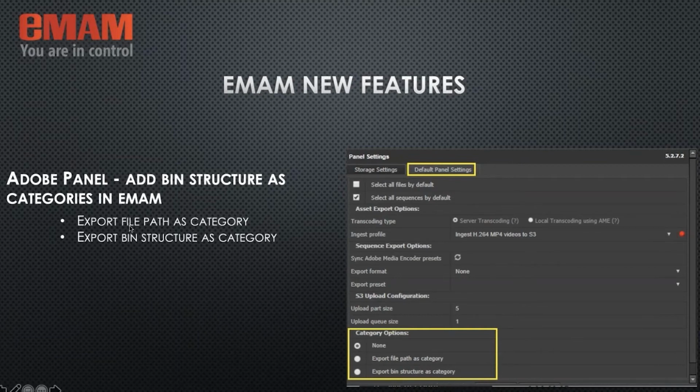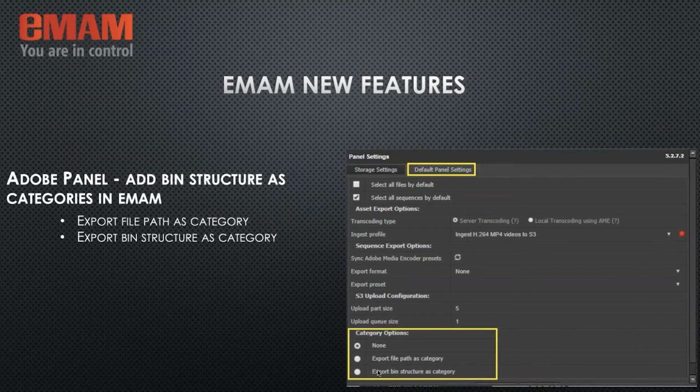So if you want to do it based on file path, you can do that as well. And then also, of course, bin structure as a category. So what you do is in the settings here, you'll just go ahead and select which option you're normally going to use when you export from Adobe Premiere into the Emam system.